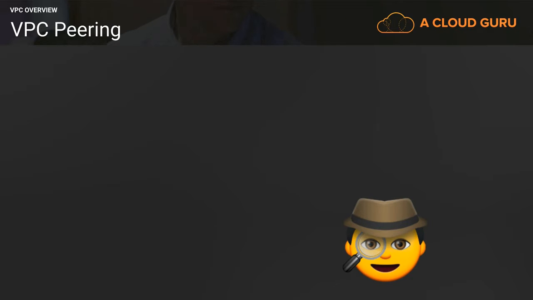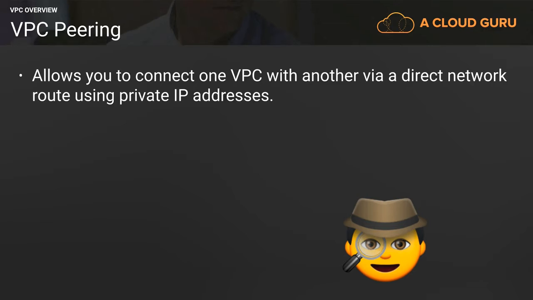So now with VPCs, I mentioned earlier that we can have multiple VPCs. We might want to do that if we want to isolate one set of resources from another, but maybe those resources need to talk to each other. Well, they can. You can peer VPCs, and this is one of my favorite emojis in the world, the little detective. So you can peer from one VPC to another. It basically allows you to connect one VPC with another via a direct network route using private IP addresses.